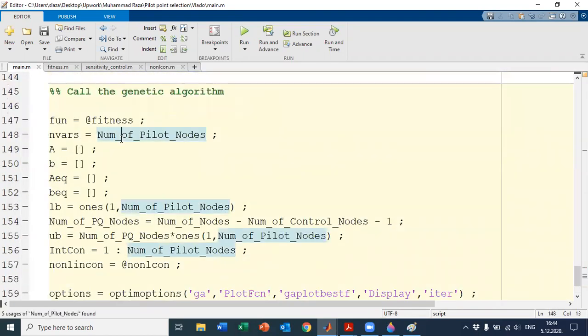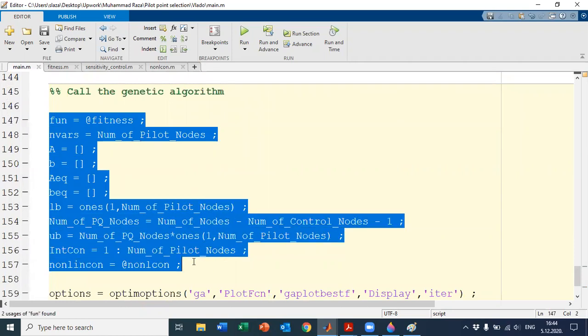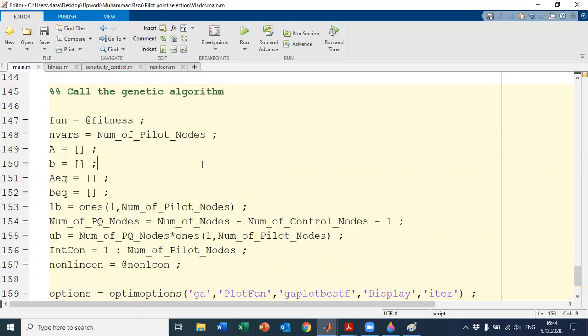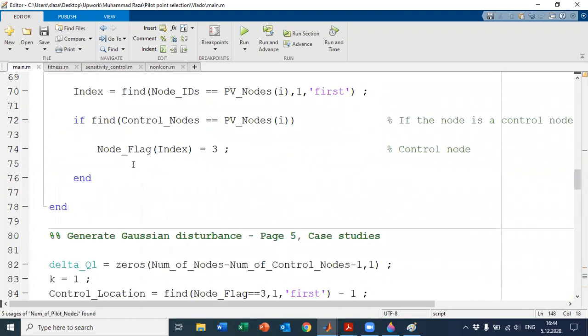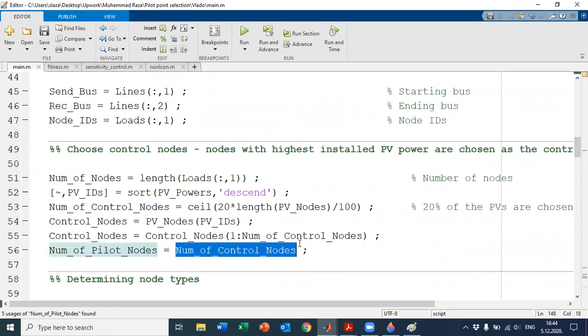After that, we need to set the parameters needed for our genetic algorithm to run. So the fitness function, we're going to take a look at next. The number of variables is of course equal to the number of pilot nodes. I've set the number of pilot nodes equal to the number of control nodes.